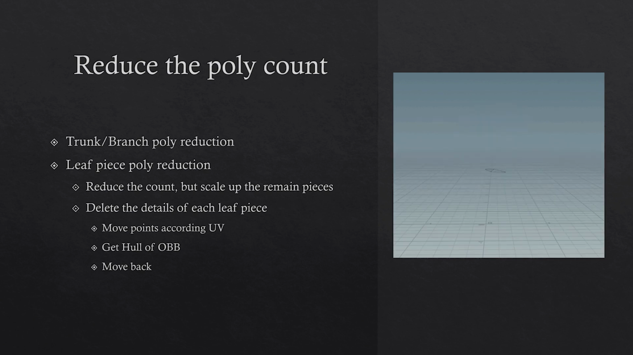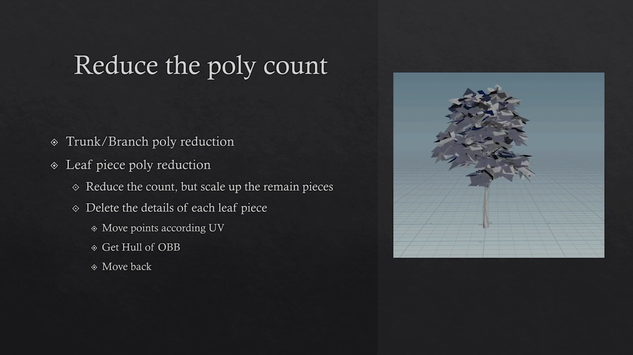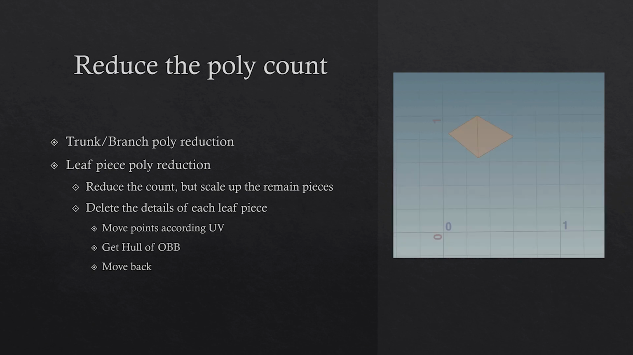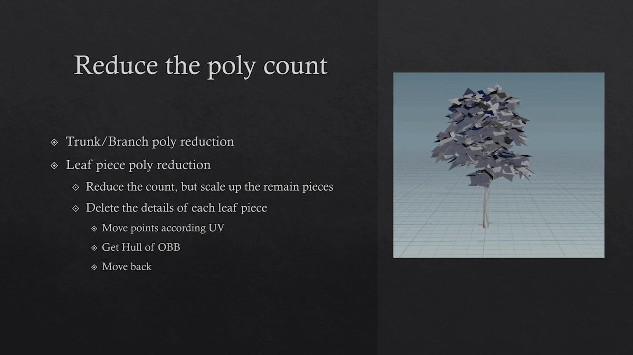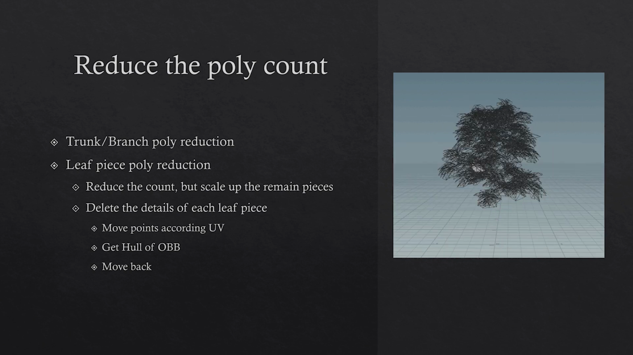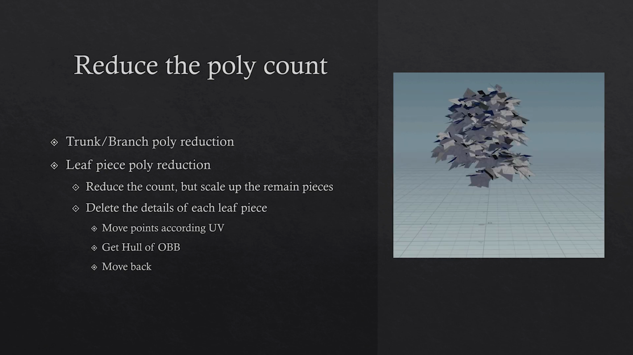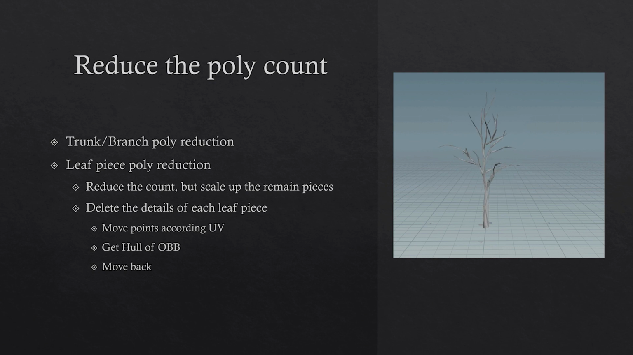For leaves, we want to keep the profile. Basically, we make tree leaves by these steps. We make a thin piece of polymesh to represent a cluster of leaves, and then duplicate and place them around to make the profile like a real tree. So, based on this feature, there will be two ways to reduce the poly count: reduce the count of pieces and reduce the poly count of each piece. And we did both.